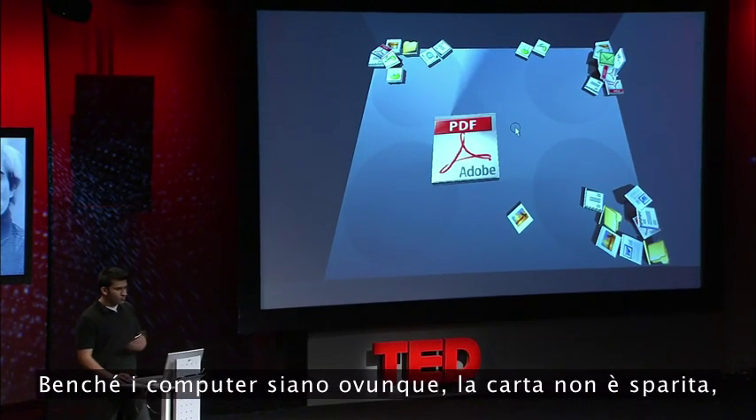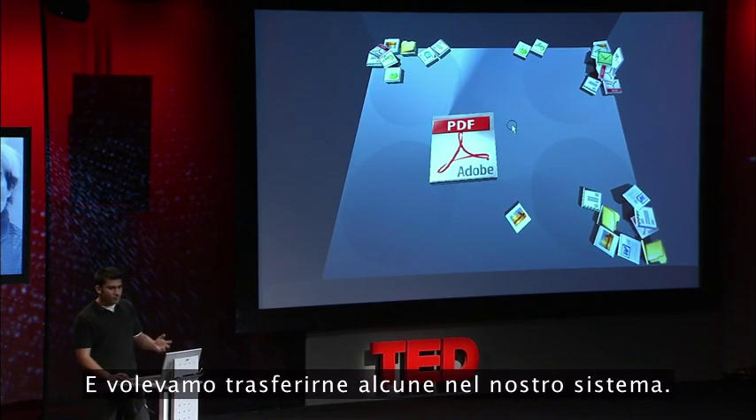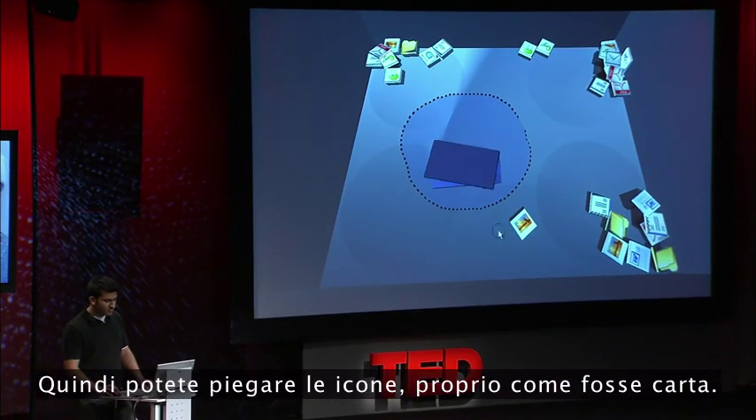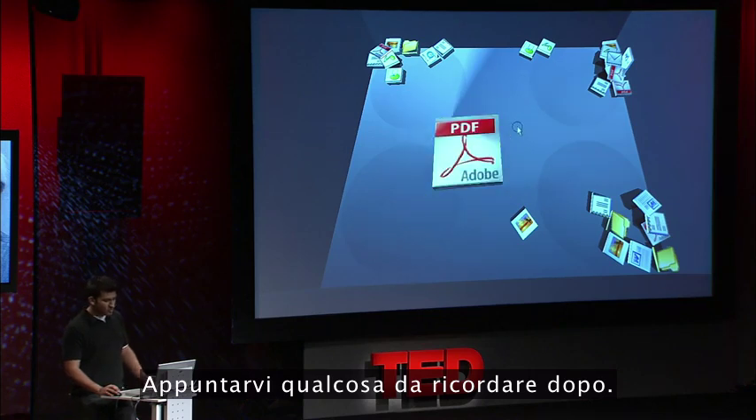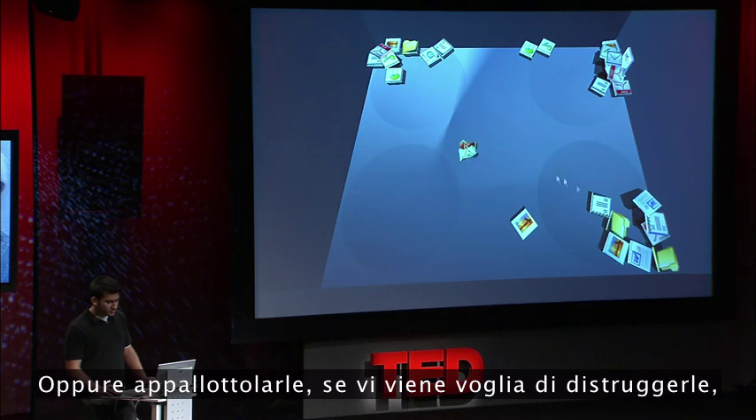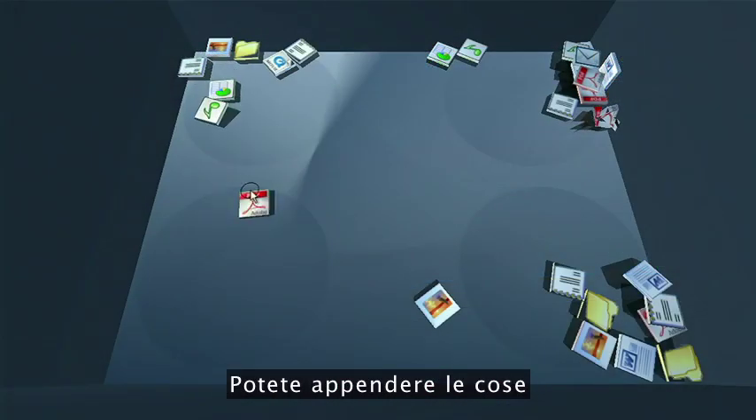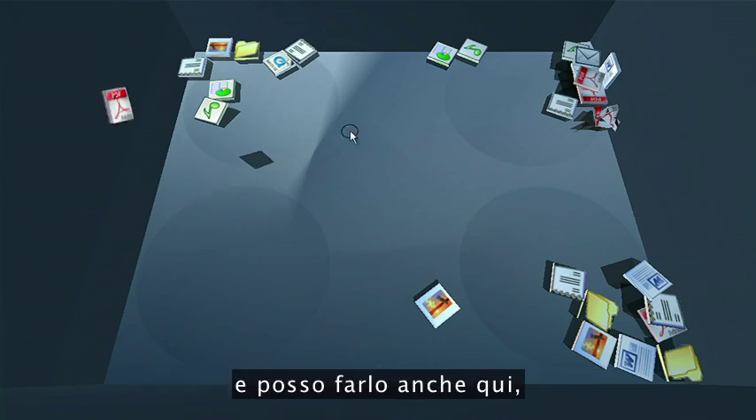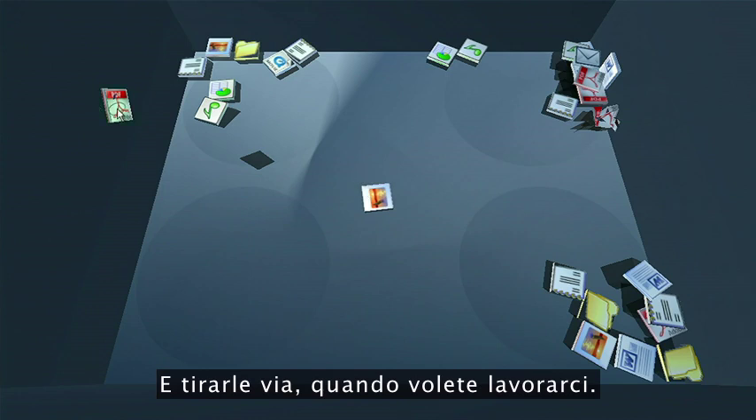Despite computers everywhere, paper really hasn't disappeared because it has a lot of valuable properties. And some of those we wanted to transfer to the icons in our system. So one of the things you can do to our icons, just like paper, is crease them and fold them to remember something for later. Or if you want to be destructive, you can just crumple it up and toss it to the corner. Also, just like paper around our workspace, we'll pin things up to the wall to remember them later, and I can do the same thing here. And you'll see post-it notes around people's offices, and I can pull them off when I want to work with them.